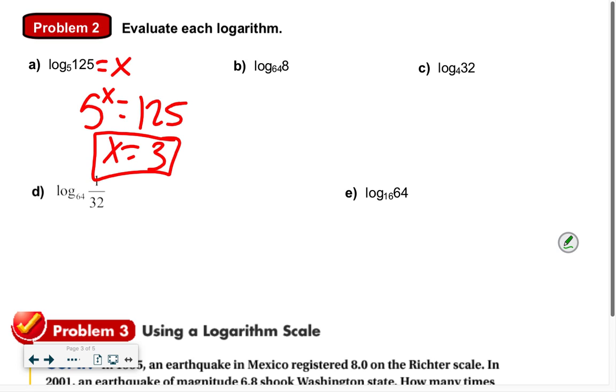Log base 64 of 8. We're going to add in our equals x. So how would I rewrite that? 64 to the power of x equals 8. Okay, even though it looks like it should be the other way around. 64 is my small number, so that has to be my base. Okay.